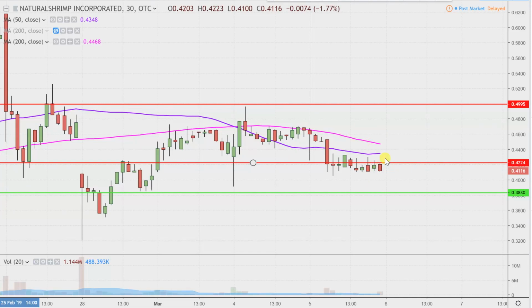And then you have the 42-cent mark. But again, the bulls just need to bring their A game in order to get back above those levels.